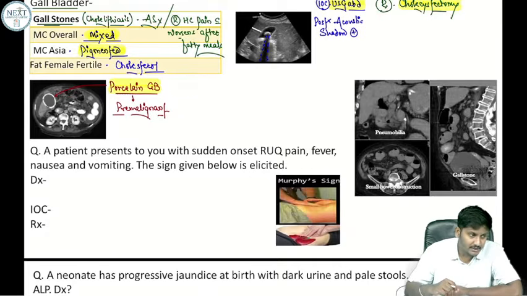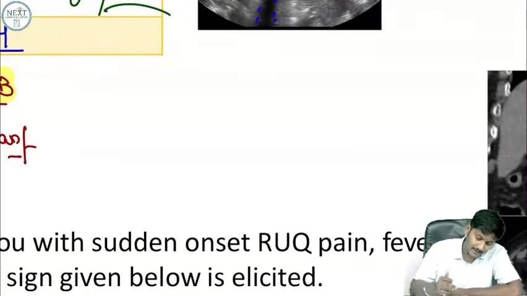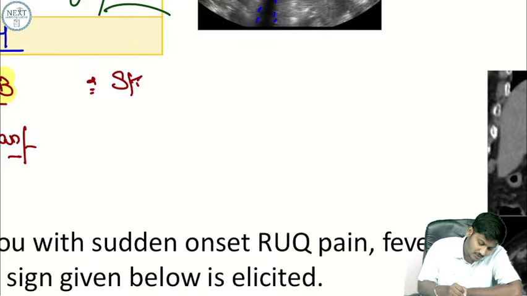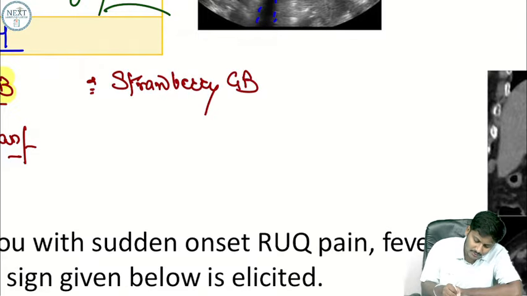Open cholecystectomy के लिए please remember that we take a Kocher's incision. I've told you that Kocher's incision in the right hypochondrium. Kocher's incision in the right hypochondrium is taken for open cholecystectomy. And next, let me know in the chat box, strawberry gallbladder is a feature of which condition? Strawberry gallbladder, definitely it is seen in which condition? Let me know in the chat box.